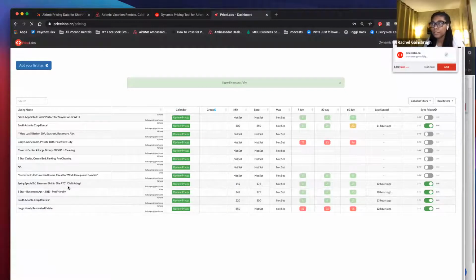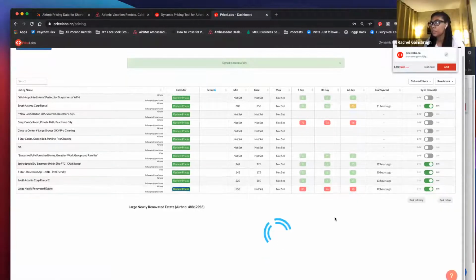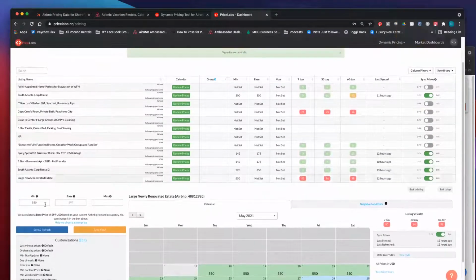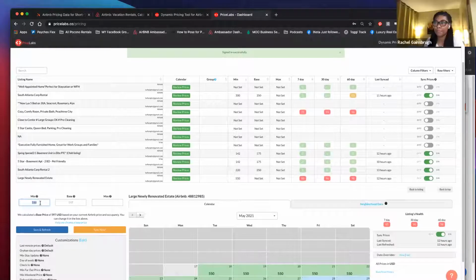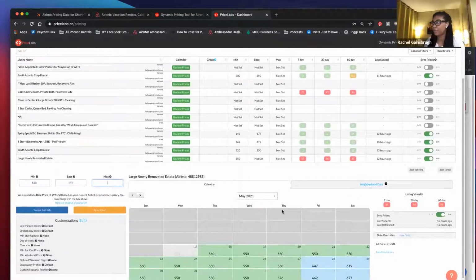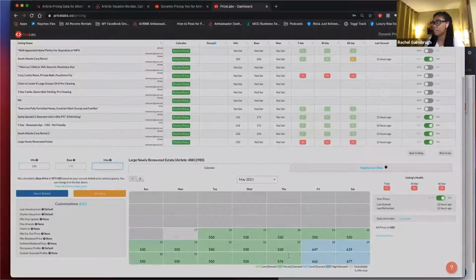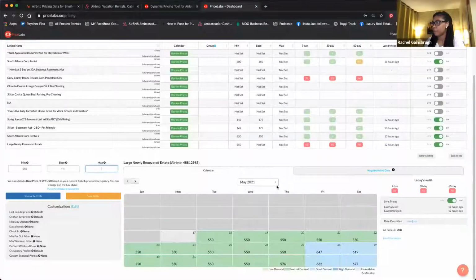Let me see, for instance. My minimum I set for this one particular property is 550. So it can go lower, but it will not go below 550. The base is 597, and I keep my maximum open. I probably should close it, but I keep it open. Based on that, here's the pricing that it has determined is appropriate for the property.